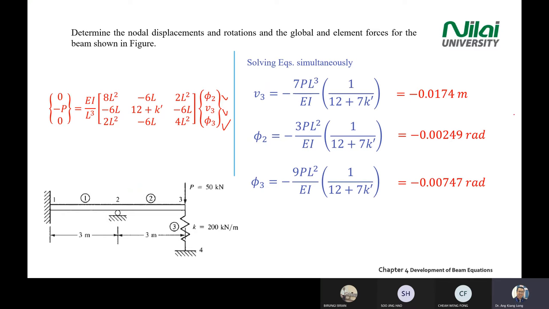And then for V3, you get this one. Rotation 2, you get this one. Rotation 3, you get this one. Okay, the unit is in meter. Rotation in radian. Okay, important, the unit.